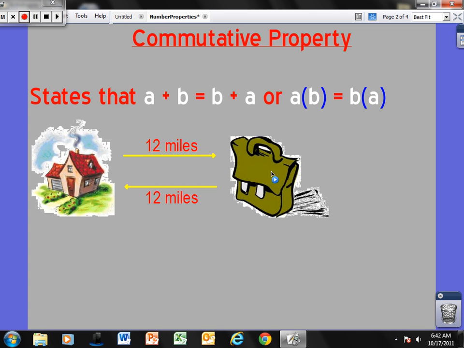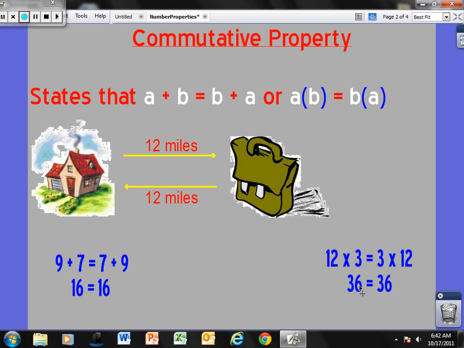So when I think of the commutative property, for example, 9 plus 7 is equal to 7 plus 9, which goes back to A plus B equals B plus A, where A and B are different values in this instance. Now, we should all know that 9 plus 7 equals 16, and because addition is commutative, it doesn't matter the order you put them in, 7 plus 9 will also equal 16. Now, looking at it in multiplication, I could say 12 times 3, this is me going from home to work, is the same as me going from work to home, which is 3 times 12. And they both have a product of 36.